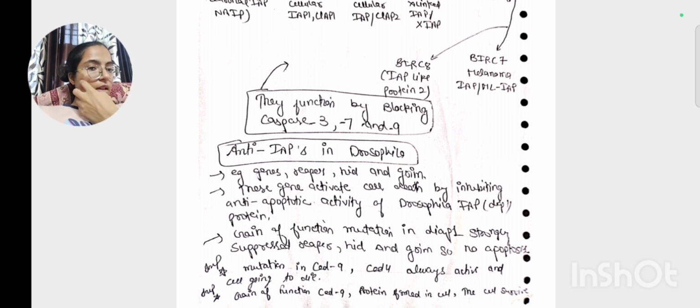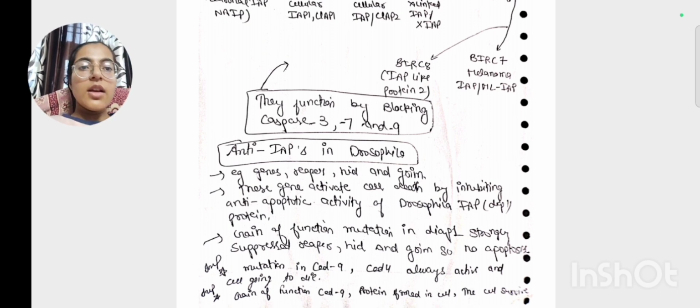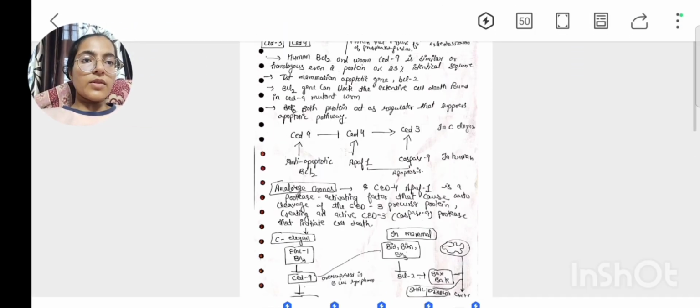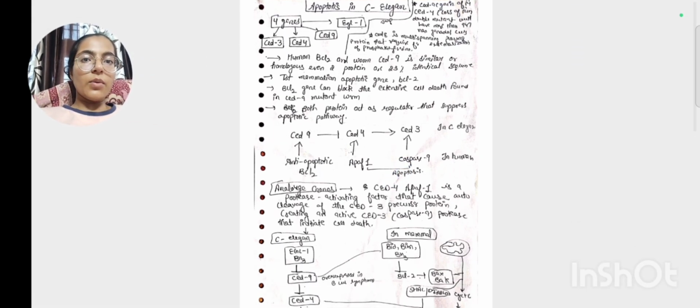Then these are the two important points, right? A mutation in CED-9, which inhibits CED-4: if the mutation occurs, CED-4 is always active, and this will result in the death of the cell. If there is a gain of function of CED-9, it results in inhibition of CED-4 and the cell does not die, it survives. This is about the importance of apoptosis in C. elegans, and I hope you guys will like it.